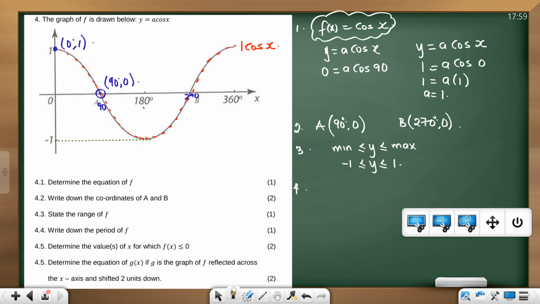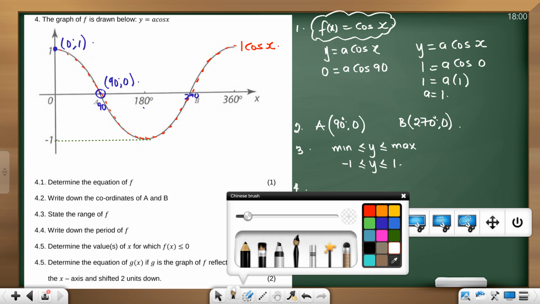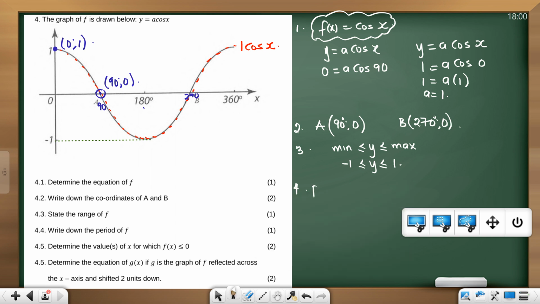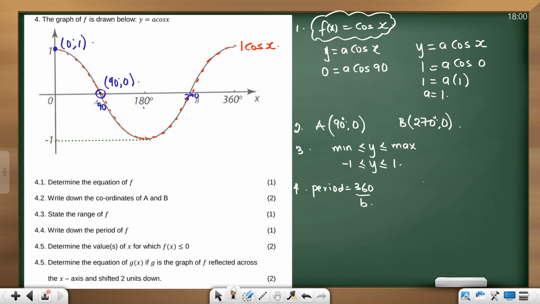Number 4, the period. Oh, beautiful. The length of one full graph. And I did tell you, let me remind you, that for sine theta and cos theta, period is 360 over b. And in this case, here's my equation. Y equals a cos bx plus q.